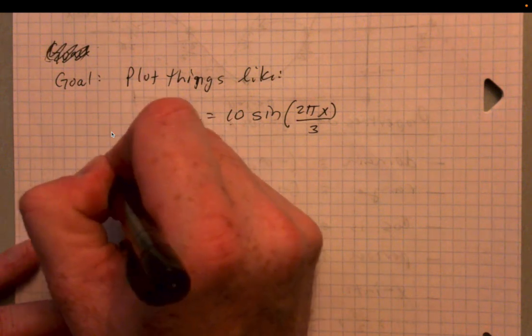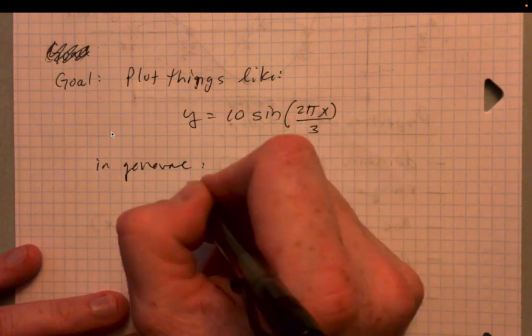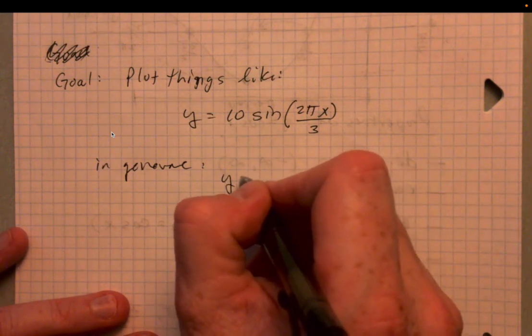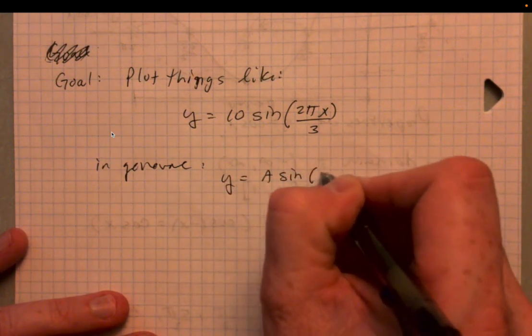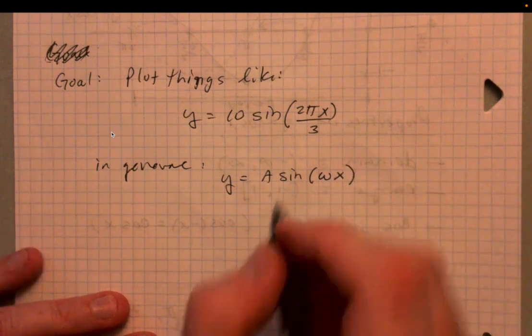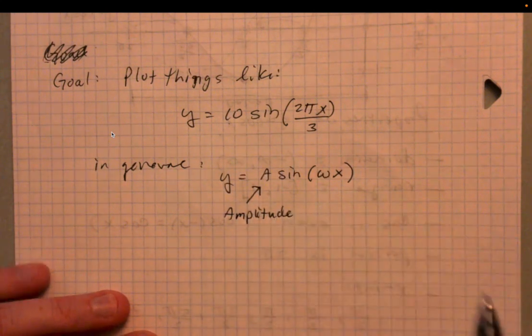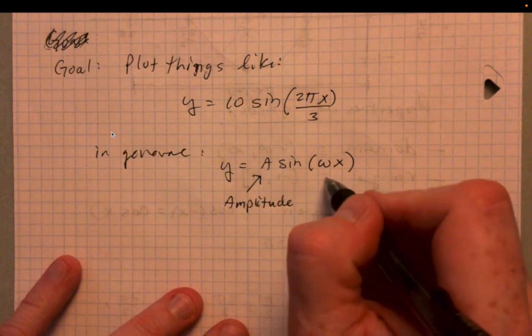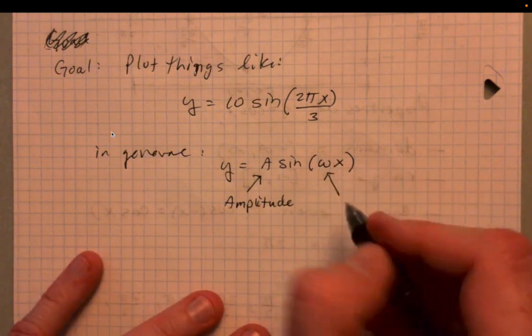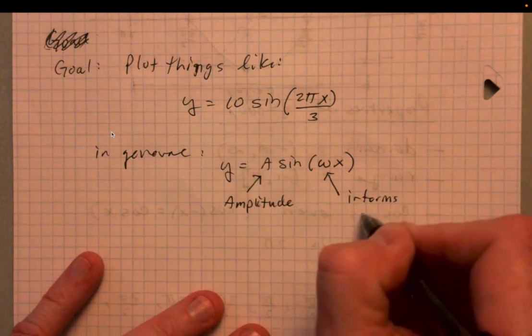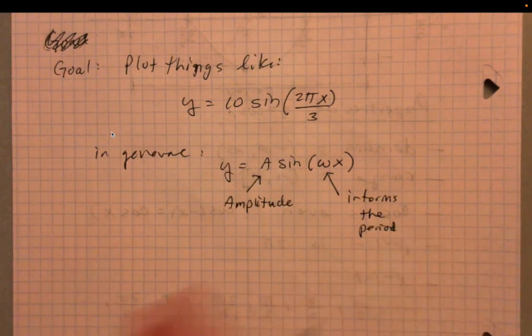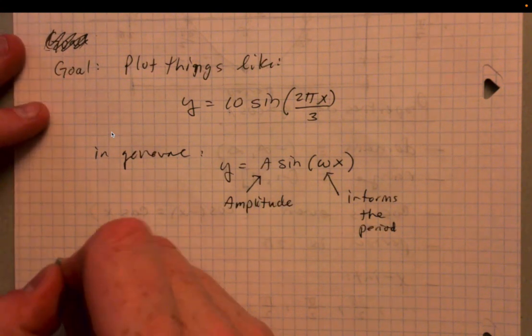Right, and so in general, the functions we'll be interested in are going to look like this: y equals a sine of omega x. This thing here, a, is going to tell us the amplitude that we've already seen. We'll talk about it in a little more detail in a second here. And omega is going to tell us something about the period. It informs the period. It's used to determine what the period of the graph is. Okay, and so we'll start with the amplitude.